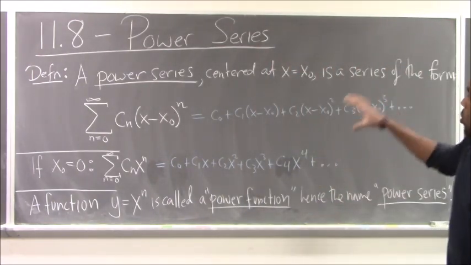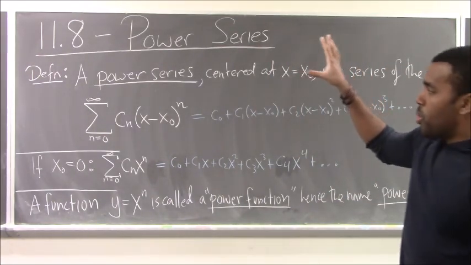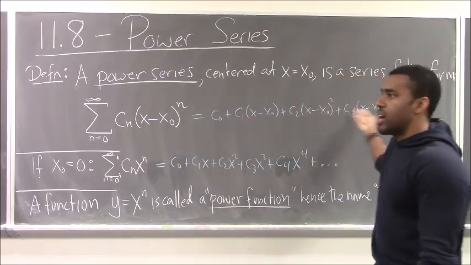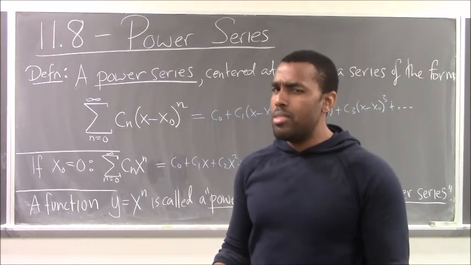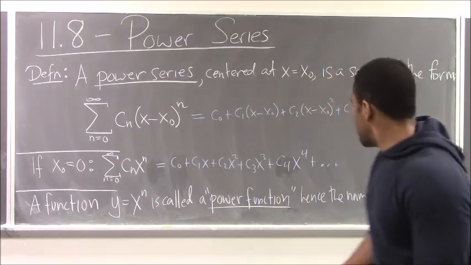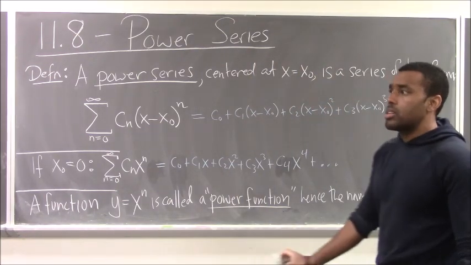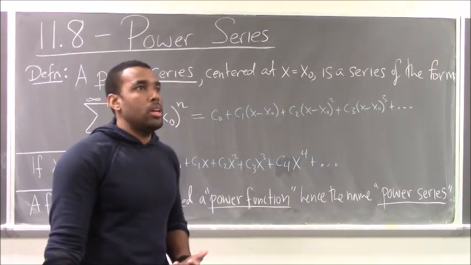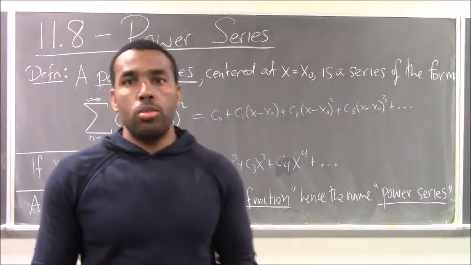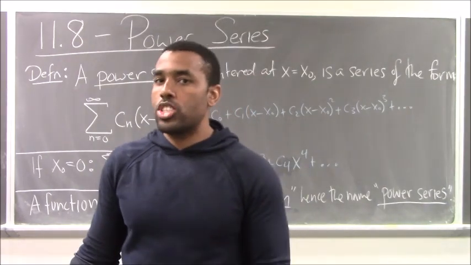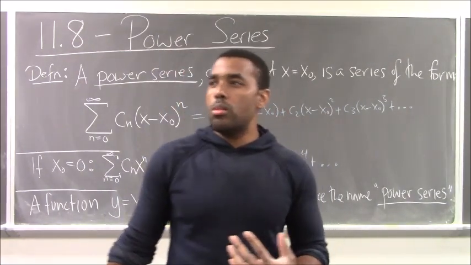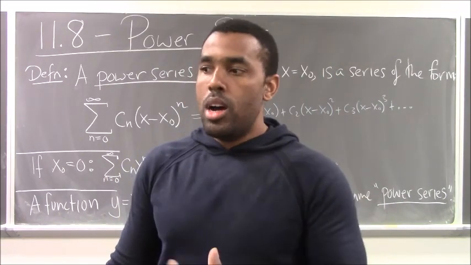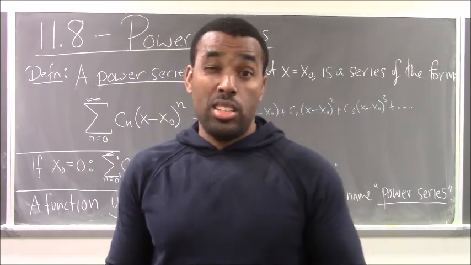Now, what does this actually mean for me to write down an infinite polynomial? How does that even make sense? For us, it's going to make sense in the same way that you would think a polynomial makes sense. If you look at y equals x squared, how do you think about that? Well, yes, you can think about the graph. It's a parabola. Another way you can think of it is as a list of coordinates.